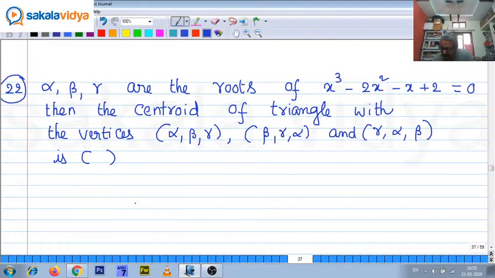Who is Mr. Murthy Surya Prakash? Mine. So many Murthys are there. Minus 2 by 3, minus 2 by 3.